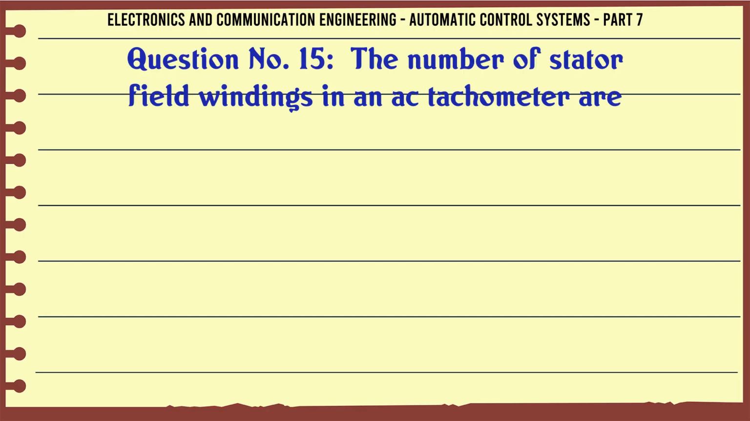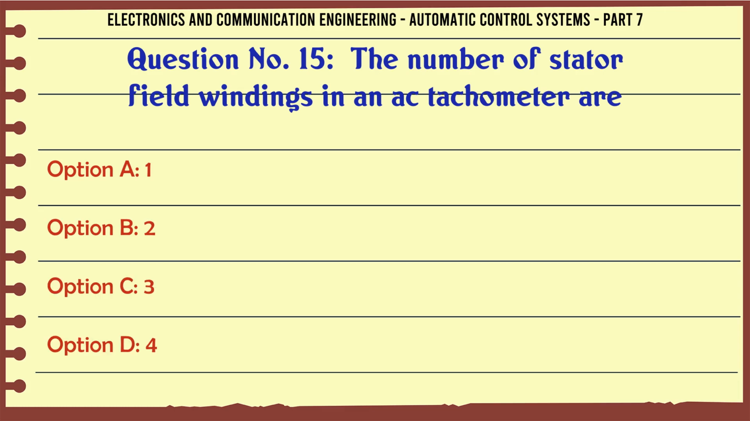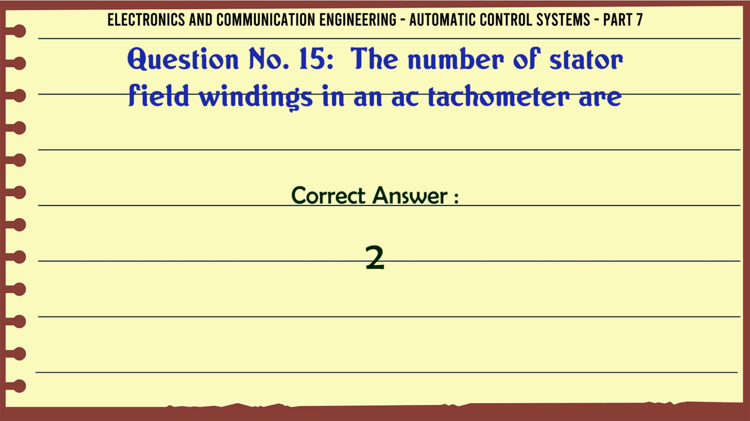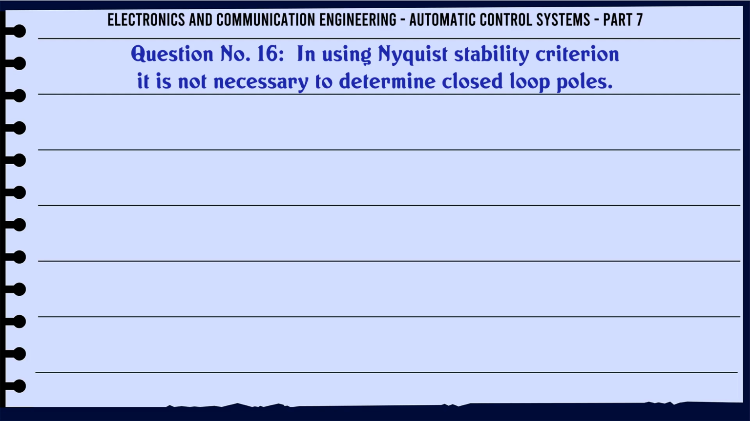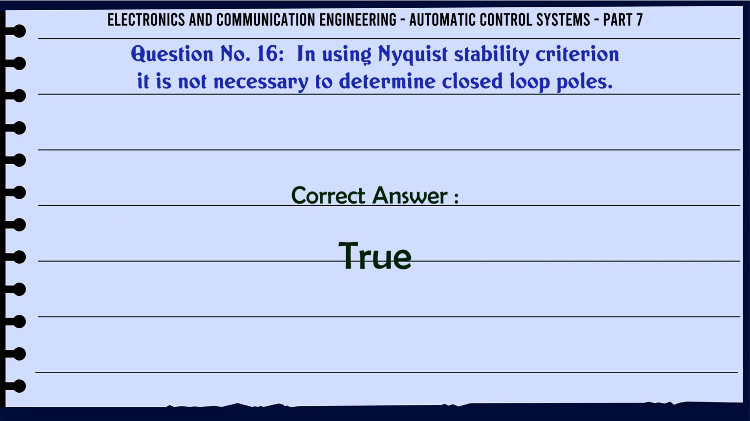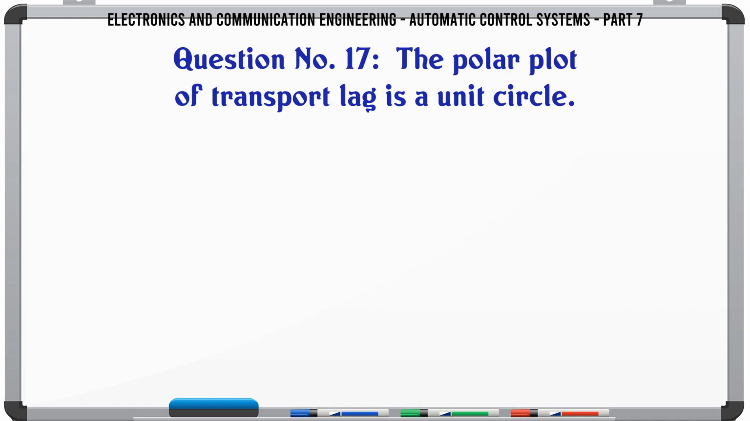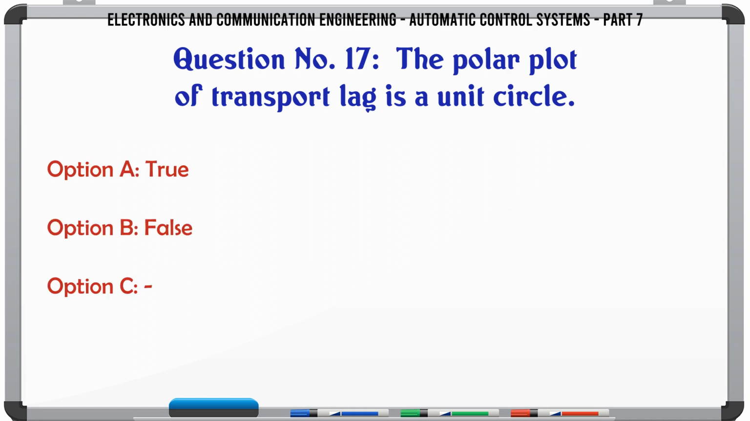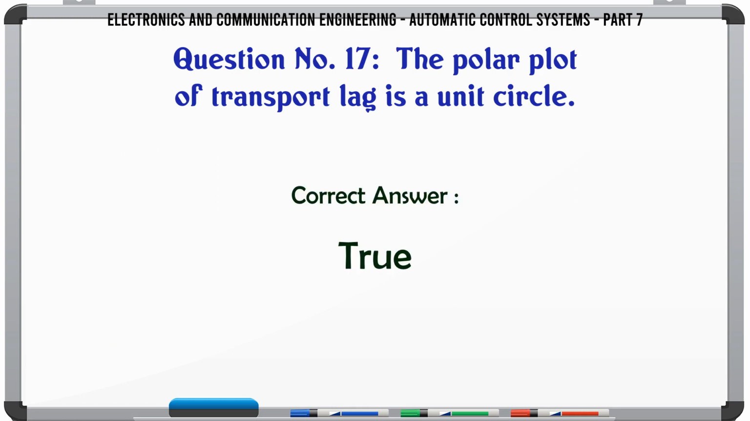The number of stator field windings in an AC tachometer are A: 1, B: 2, C: 3, D: 4. The correct answer is 2. In using Nyquist stability criterion, it is not necessary to determine closed loop poles. A: true, B: false, C, D. The correct answer is true. The polar plot of transport lag is a unit circle. A: true, B: false, C, D. The correct answer is true.